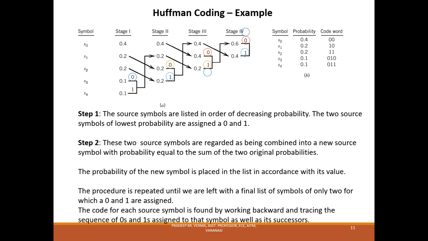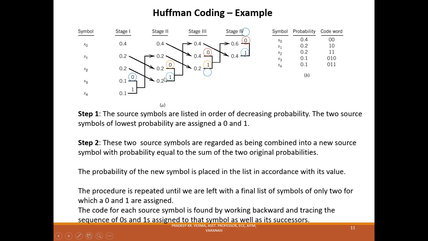So S0 has a probability 0.4, therefore it will be topmost, then 0.2 for S1, then 0.2 for S2, then 0.1 for S3, and 0.1 for S4. Then next we will add the least two probable symbols' probabilities, that is 0.1 plus 0.1, we will get 0.2, and this 0.2 is then arranged in stage 2 with all the remaining other probabilities in decreasing order. As we can see, the arrow is pointing towards this.